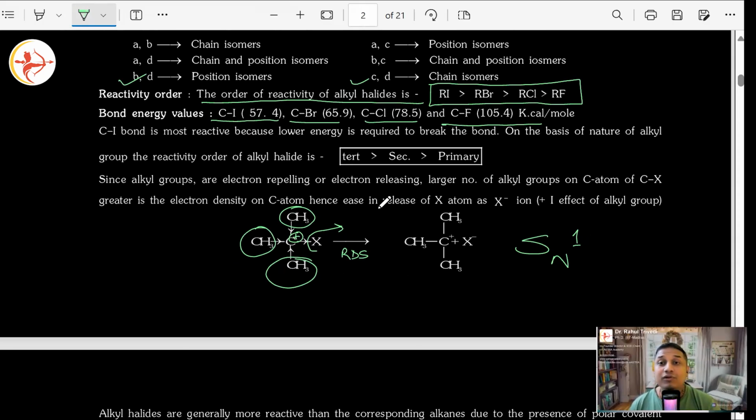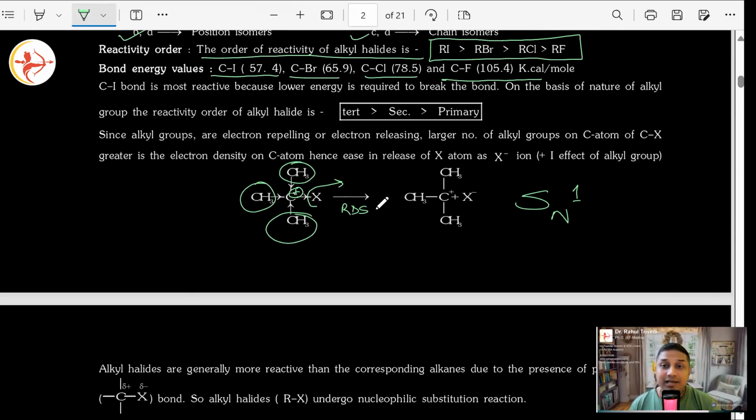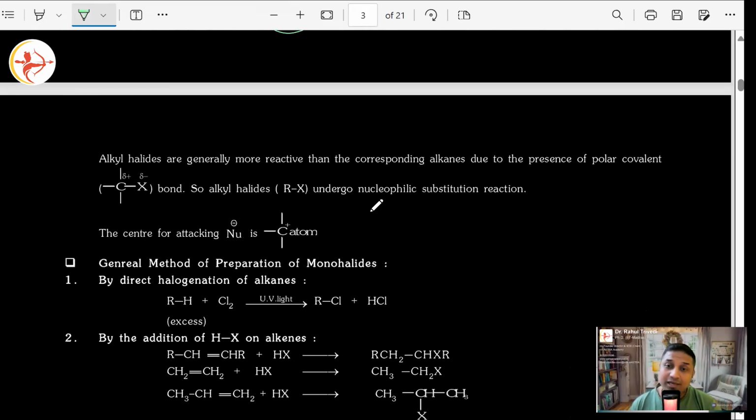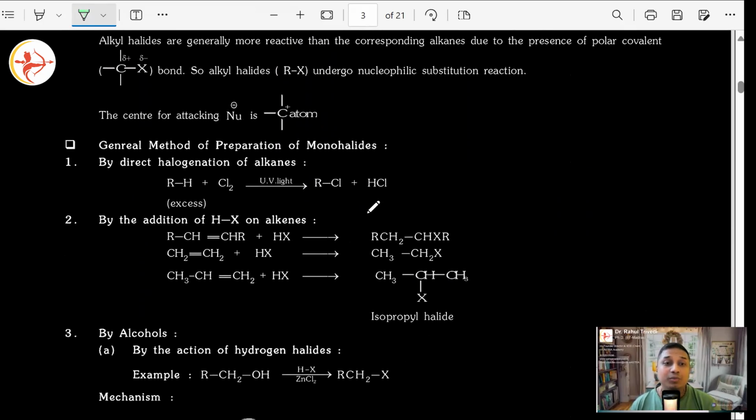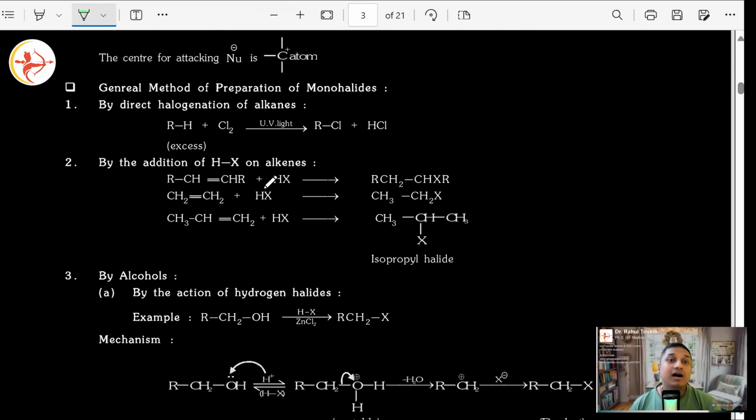That happens in the case of primary alkyl halides. I hope you remember. Good. SN1 and SN2 are going to play major roles here. Let's start, the introduction is over. Now we are moving to the preparation part.